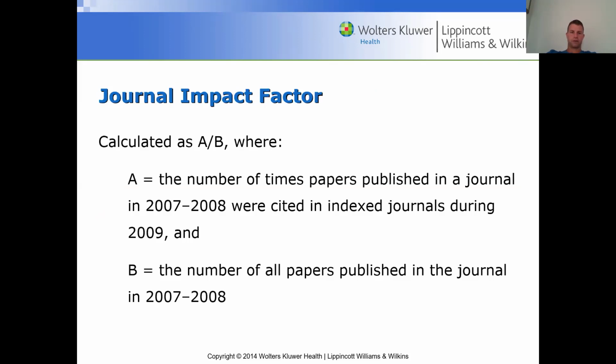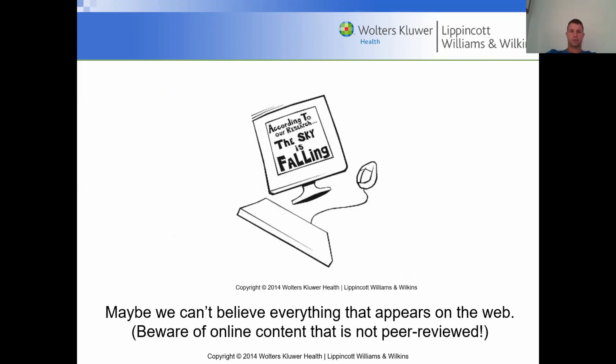All right, so here's the impact factor. A is the number of times papers published in the journal from this time to this time are cited. B is the number of all papers published in the journal between those times. And that gives you that idea of how important that journal is in a particular field, because it gets cited a lot versus how many papers were actually published in it. Okay?